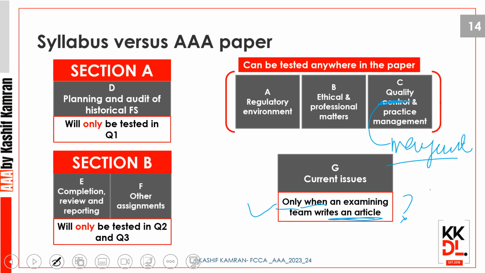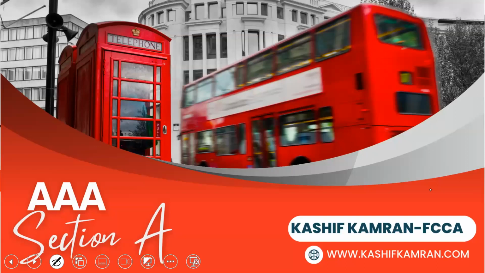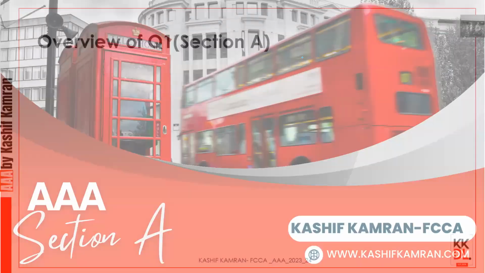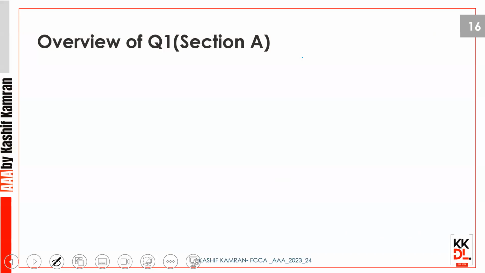Okay, now moving on from the syllabus versus the paper analysis, let's take a quick look inside section A, which is 40 technical marks and 10 professional marks. And we've already decided that the major chunk of section A is syllabus area D. So let's critically investigate what else can come in section A besides the syllabus area D. Overview of the question number one, section A.